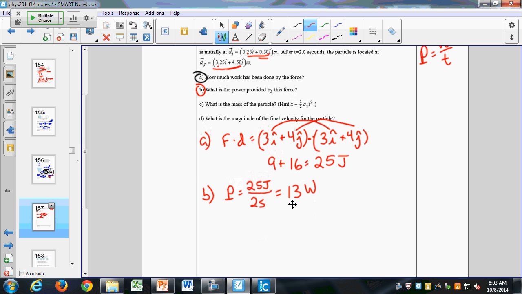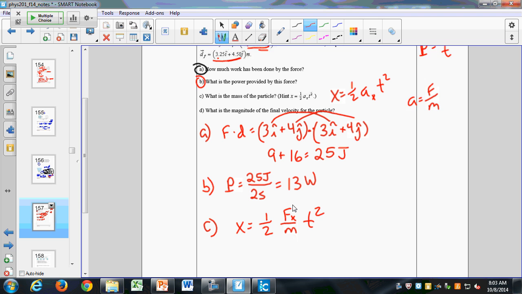Okay, and then what is the mass of the particle? I have a hint here that the x displacement is 1/2 a_x t squared. With that, how would I find the mass of the particle? How is A related to the mass? Right, so I know that F equals ma, so A equals F over m. So I can say then for part C that x is equal to 1/2 F_x over m times t squared. What does that give me for m?